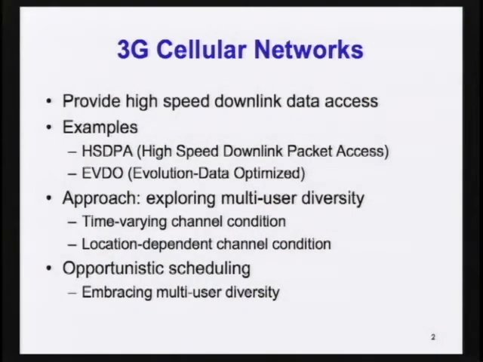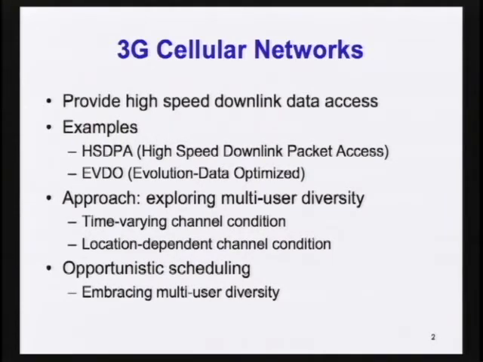The third generation cellular data networks provide a high-speed downlink data access. For example, there are two example technologies. One is called HSDPA, high-speed downlink packet access. The other one is called EVDO, evolution data optimized. HSDPA is being deployed by some U.S. major wireless cellular carriers in major cities. Okay, in the San Francisco Bay Area, HSDPA is being deployed.